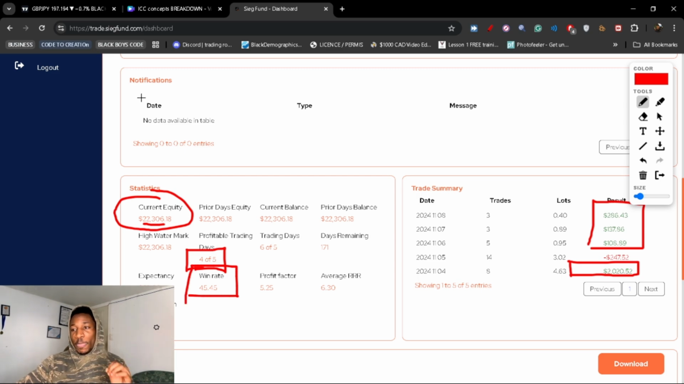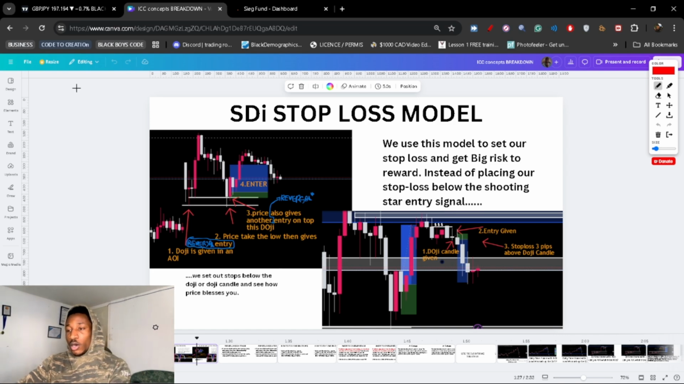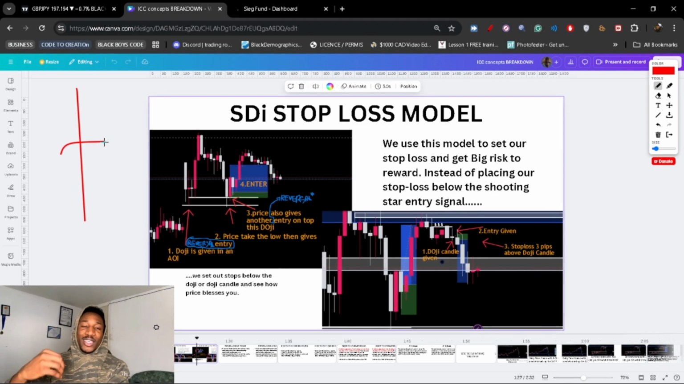But essentially guys, this SDI stop loss model is what has helped me achieve this kind of results, right? And essentially guys, it's just 3 different things that you need to understand to be able to understand this model. The first thing you need to understand about this model guys is the doji candle, right? So the doji candle is basically what you need to watch out for whenever you're looking for the start of the SDI stop loss model, right?